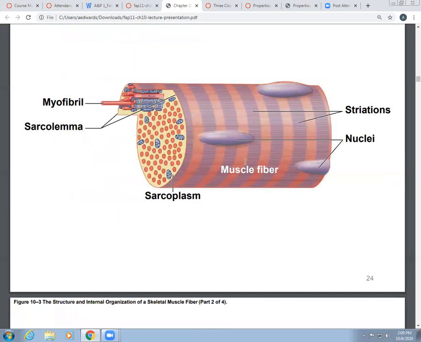So here's your muscle fiber, skeletal muscle fiber. Your sarcoplasm, okay, your muscle cell cytoplasm. You can see the striations, the lines. Here's all the nuclei. Okay, so your sarcolemma, plasma membrane. Your muscle fibers made up of myofibrils.